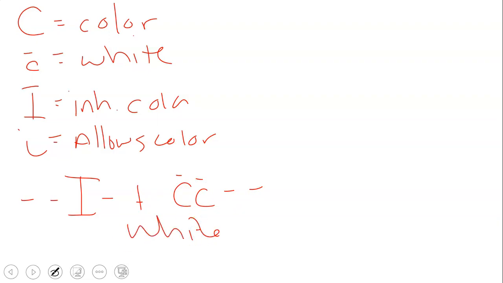Okay, so what does this mean? This means that if the capital I allele, which is the inhibitor allele, is present, it doesn't matter what's there for the color gene. It can be big C, big C. The chicken will not have colored feathers. The feathers will be white. And the same thing is true for that little c allele. If you get 2 doses of the little c allele, doesn't matter what's there for the I gene, the feathers will still be white. Okay?